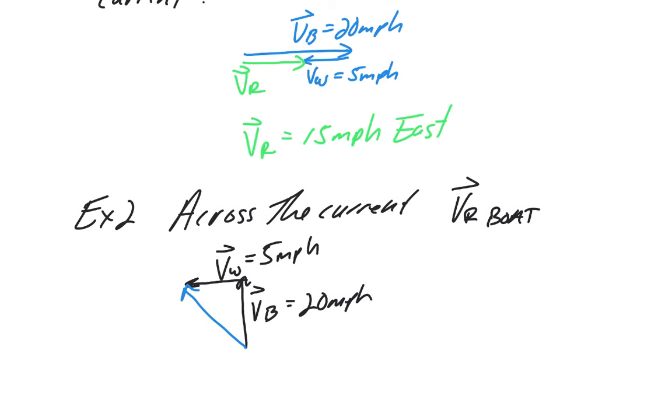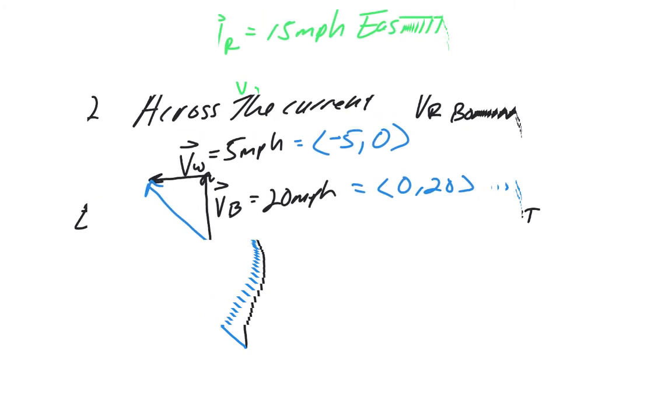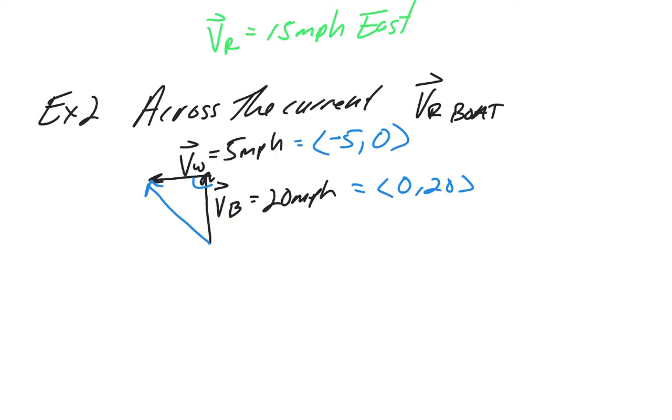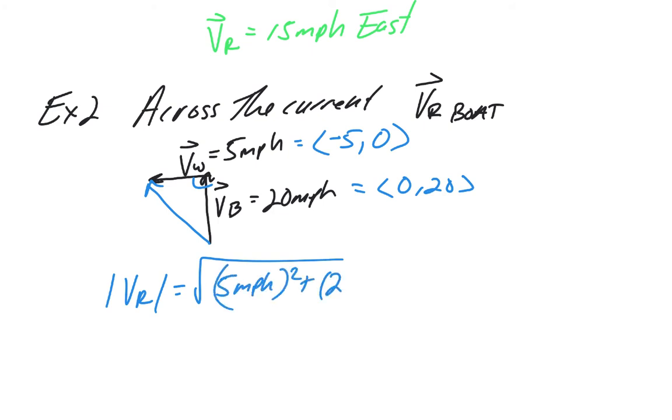Well, I can break these down into components, but they're really already in components. If I was going to write this in components, and we can still use the x and y direction as we're looking at it, this one is obviously going to be -5, 0, and this one is going to be 0, 20. I don't have to do that step, but it's something that you might have gotten used to in the last day when we were doing these problems. The other thing I can do is just look at this and realize this is a 90-degree angle here, so it's going to be pretty easy to find the magnitude of the resultant velocity. I'm just going to use Pythagorean's theorem: 5 miles per hour squared plus 20 miles per hour squared.